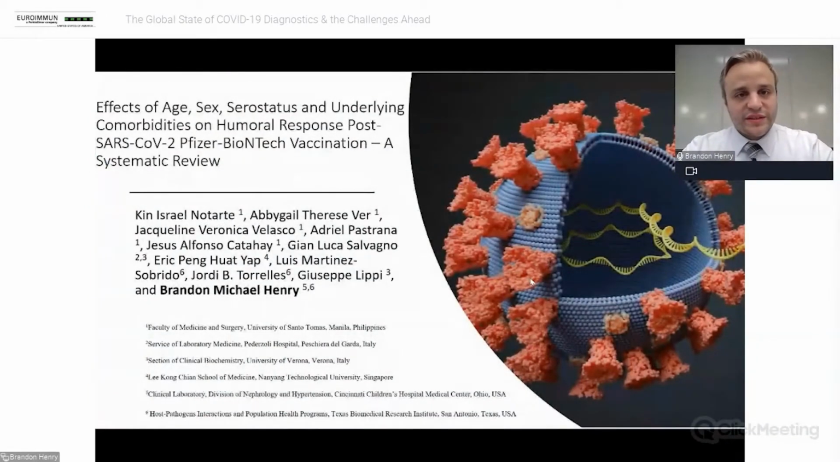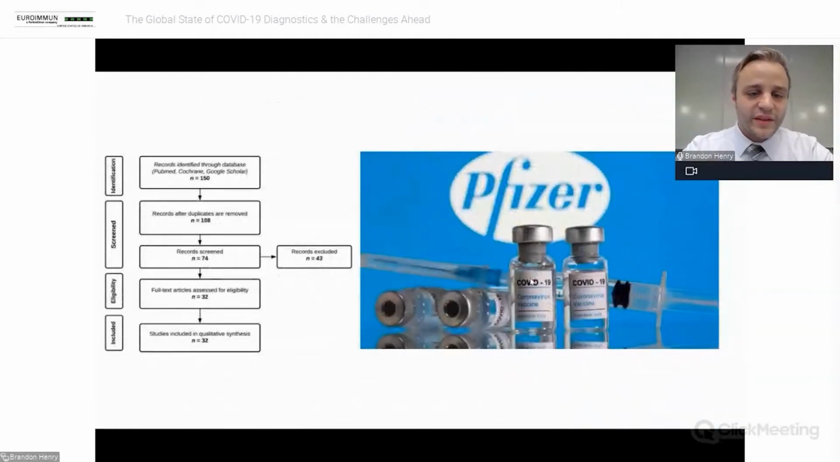So going ahead, we talked a little bit about patient-level factors. We did a study, a systematic review, actually looking at this, pooling some of our work as well as work done around the world. This was done by myself and led by Kin Israel Notarte from the Philippines. Kin is a really budding clinical virologist, and I expect that we'll see really big things for him in the future. So we overall looked at 32 studies that assessed the efficacy of the Pfizer vaccine and measured antibody levels in patients with different conditions and different factors and comorbidities.